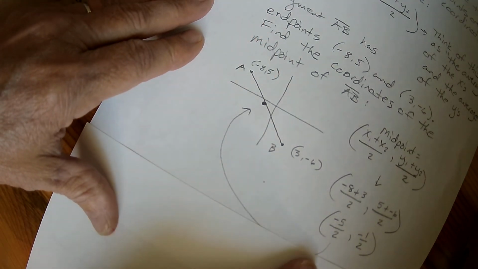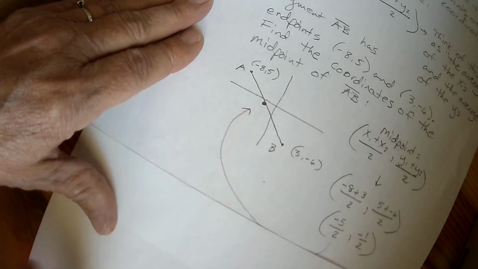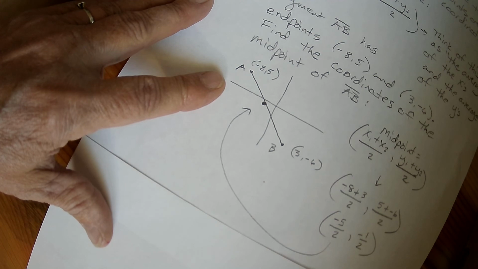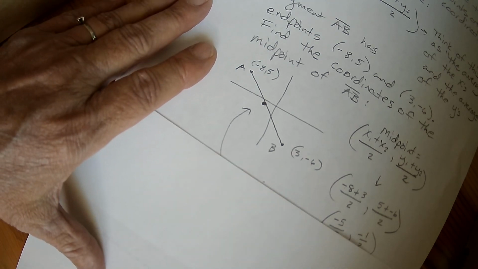And then, as you can see, this is where it would land. Yep, it looks like we did it right because that does look like the midpoint. And that covers 1.1 and your sheet on finding the midpoint.